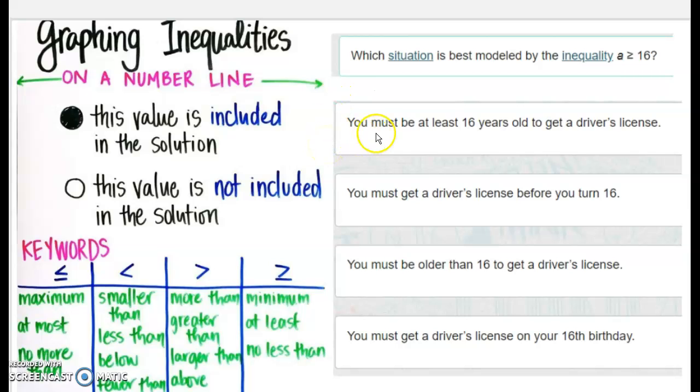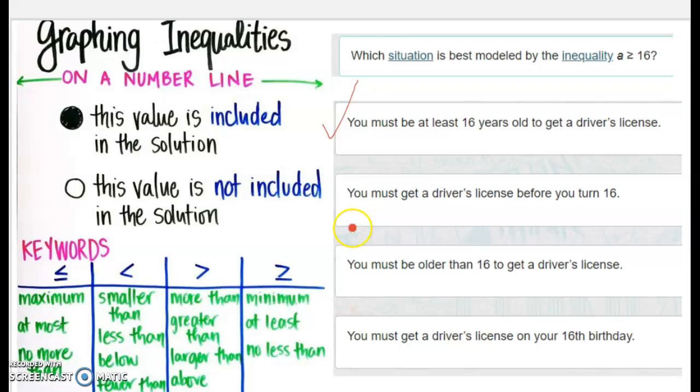Here we go. You must be at least 16 years old to get a driver's license. So if I look at greater than or equal to, I see minimum, at least, and no less than. So this is saying that I can be 16 years old, but I could also be 17, 18, 19, 20. I can be any age older than 16, but I can at least be 16. So this one could work. I definitely think this one could work. So we'll put a check by that one.